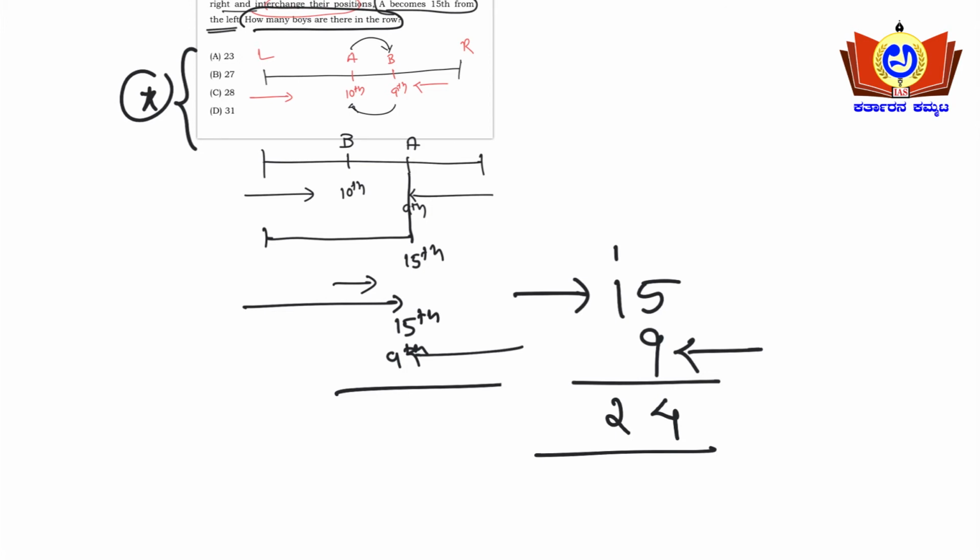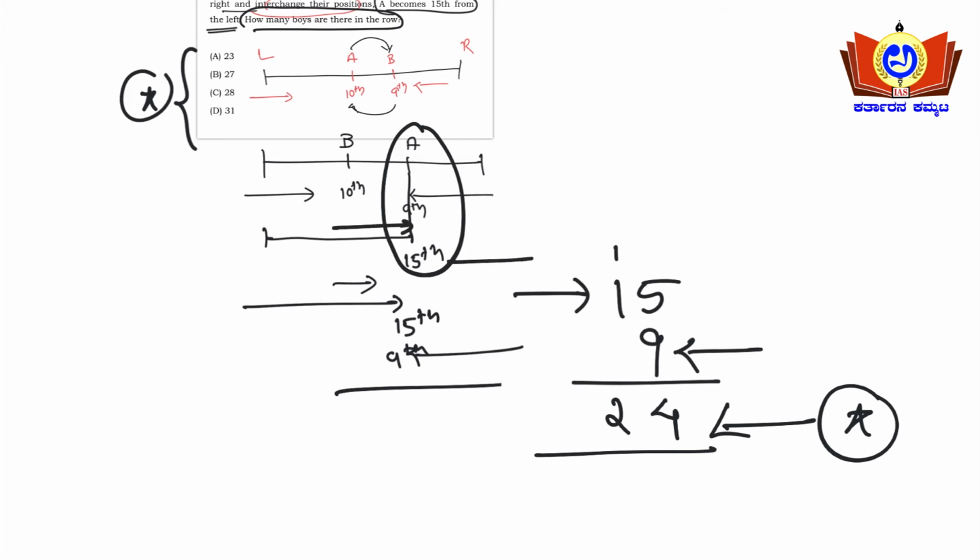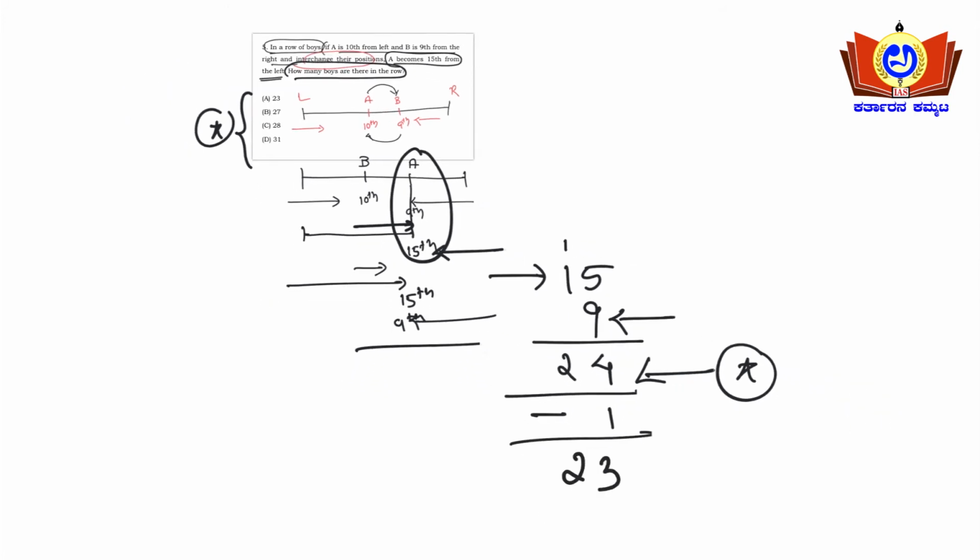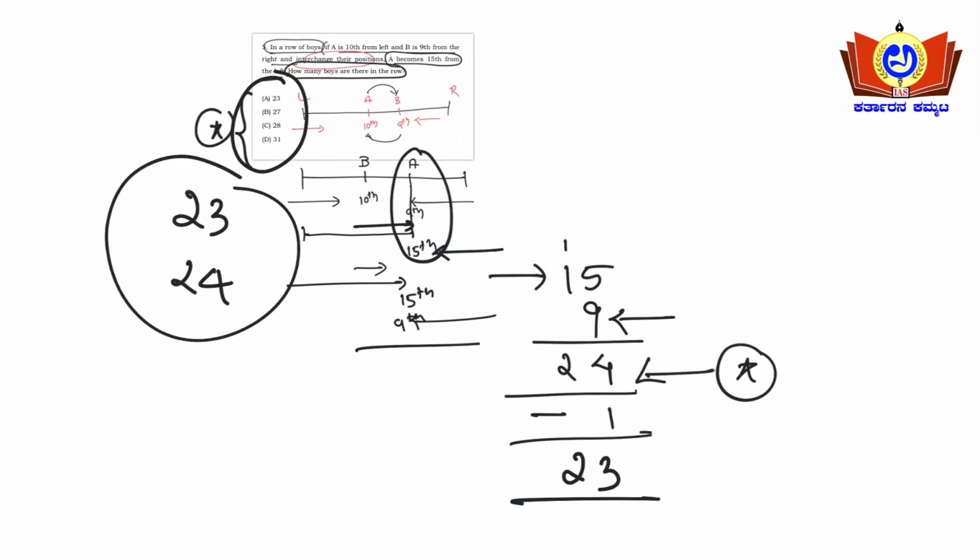Actually, if it's a confusing question, then option 24 will also be given, but this 24 is the wrong answer. Why wrong? We have counted A's position twice here, from the left and from the right. So 24 minus 1 is 23. If 23 and 24 are both given in the options and you mark 24, the answer will be wrong, guys. That caution you need to take here. Just to confuse you, such options may be given in some questions. So 23 is the right answer.